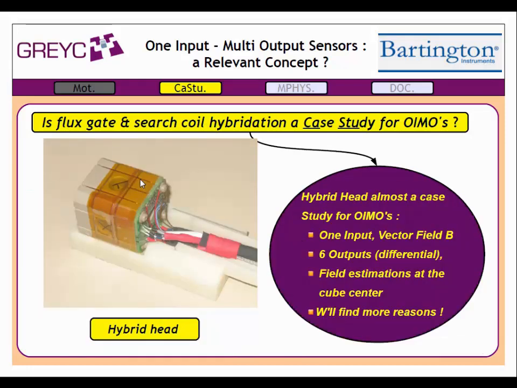So it looks like this because we have done it, of course. And so we think it's a kind of OIMOS because we have one vector field at input. We have six differential outputs. We give the field estimation at the cube center, but there are many other reasons to think of this study case.